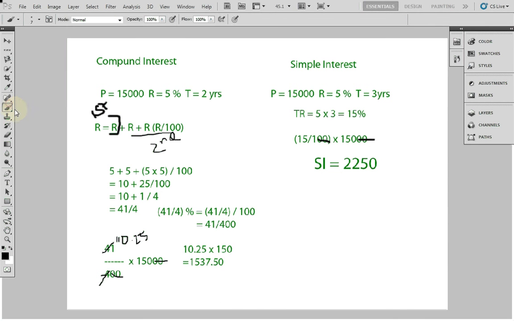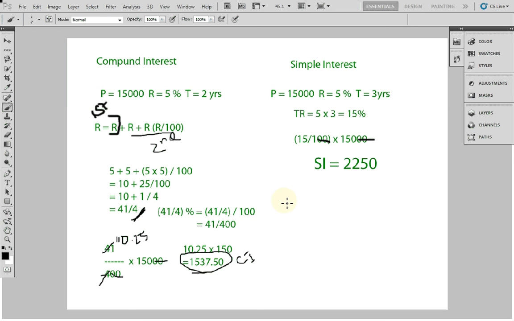Do you all get me? This was the compound interest here. This is nothing but compound interest. This is for 2 years. For 3 years, we have just calculated here for 2 years. Now, this is the amount for 2 years. This is the rate of interest for 2 years. What is 41 by 4%? It's the rate of interest for 2 years.